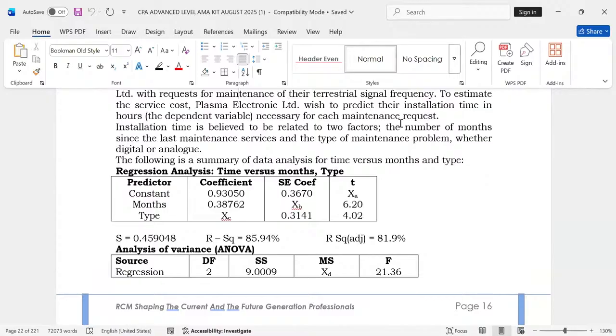So the model itself, our y was a plus b1x1 plus b2x2. So our y will be equal to a, which we already have, 0.93050, plus b1, which is 0.38762, x1, plus b2, which was 1.2627, x2. Installation time equals 0.93050 plus 0.38762 x1, where x1 was months, isn't it? Months, plus 1.2627 x2, IPS.